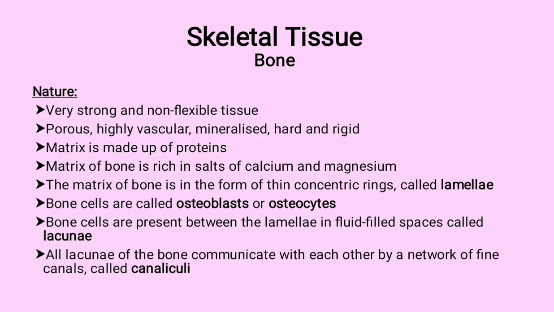The matrix of bone is in the form of thin concentric rings called lamellae. Bone cells are called osteoblasts or osteocytes. They are present between the lamellae in fluid-filled spaces called lacunae. All the lacunae of the bone communicate with each other by a network of fine canals which are called canaliculi. Each canaliculus is filled with delicate cytoplasmic processes of the bone cell. Through canaliculi, each bone cell of each lacuna receives food and oxygen and eliminates wastes.